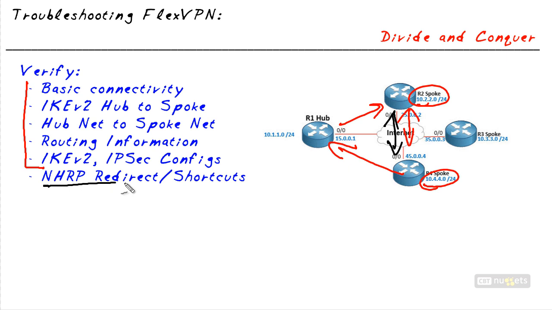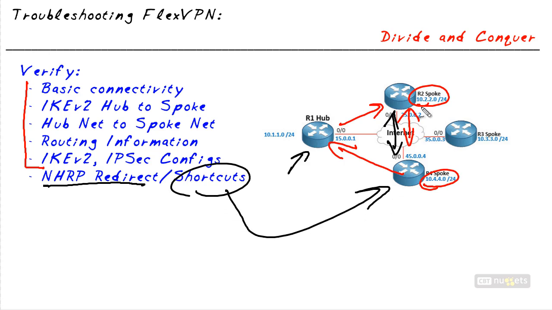Well, perhaps we don't have our NHRP redirect command enabled on the hub, or maybe we don't have the NHRP shortcut command enabled on the spokes, or perhaps the NHRP network ID is different. It needs to match between the hub and the spokes if we want NHRP to work.